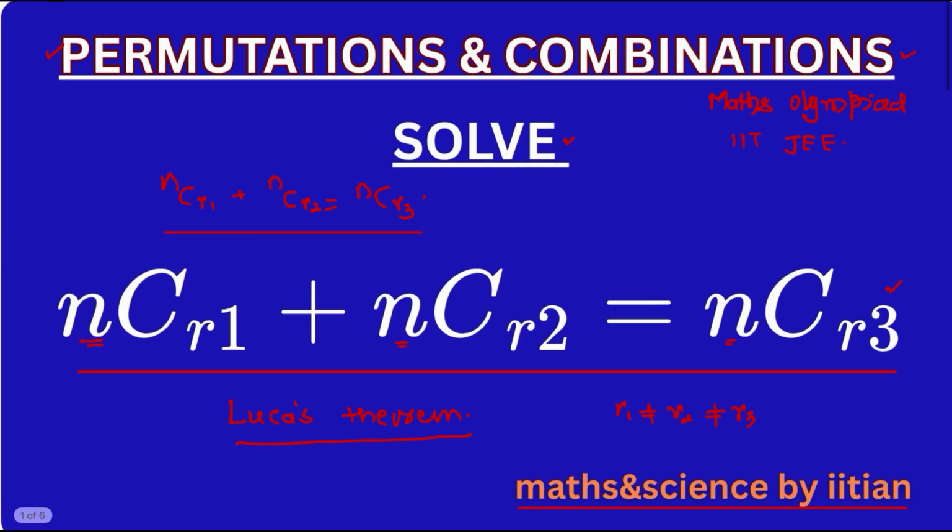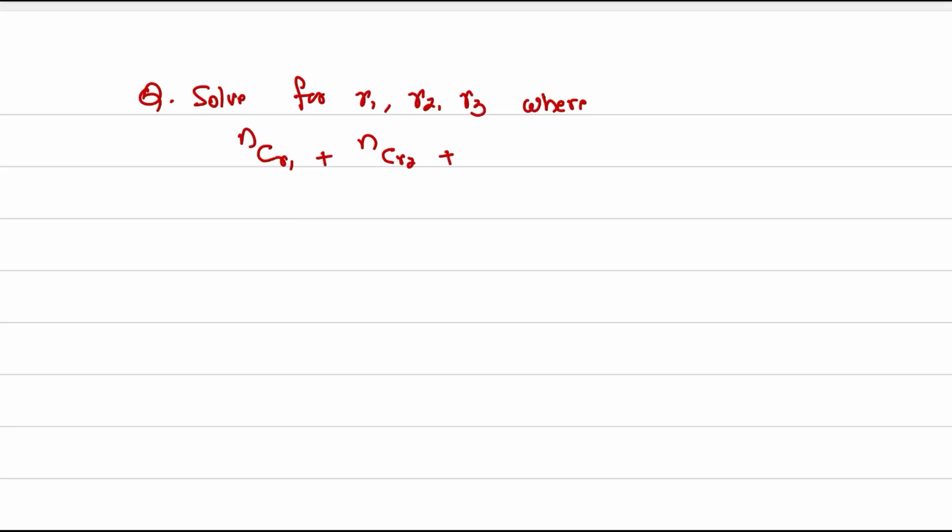Let us solve the question. What is the question? Solve for r1, r2, r3 where it is given that nC_r1 plus nC_r2, sorry, it is not plus, it is equal to nC_r3. We will go for the solution.